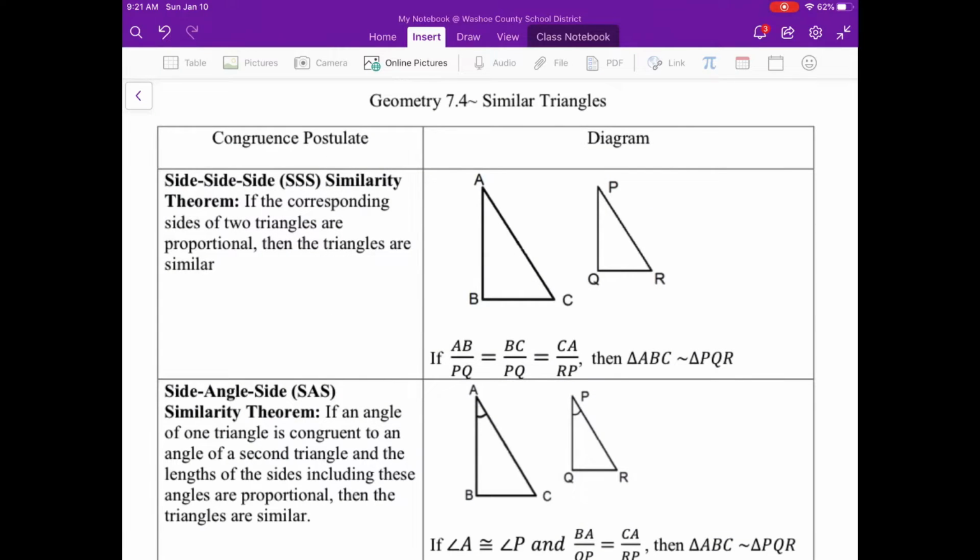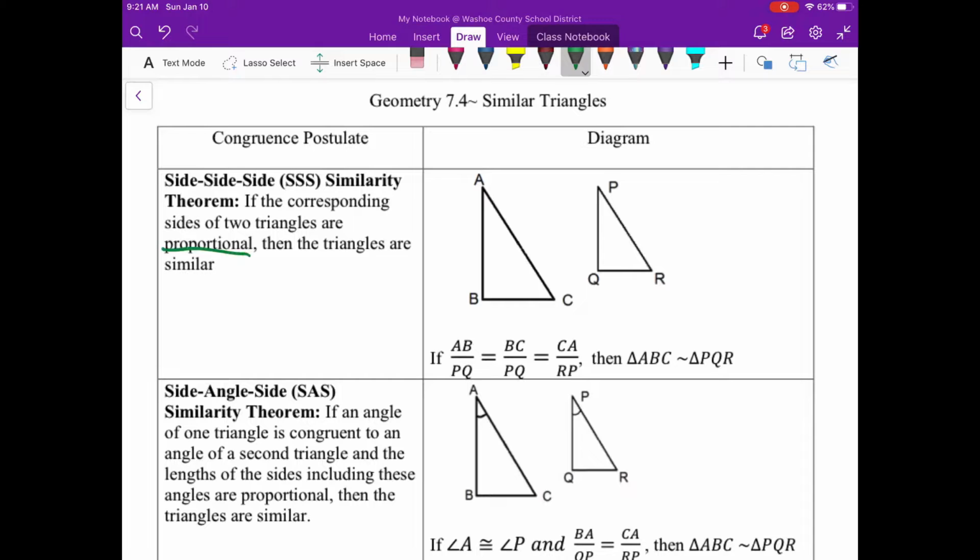Alright, section 7.4 is all about similar triangles, and we're going to talk about different ways we can prove triangles are similar based on their sides being proportionate or the included angle and their sides. Okay, so for the first one, we have side, side, side, and this compares three corresponding sides and sees if they are proportional, if they reduce to the same ratio.